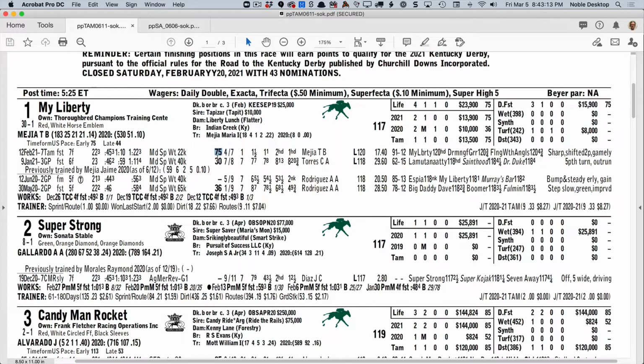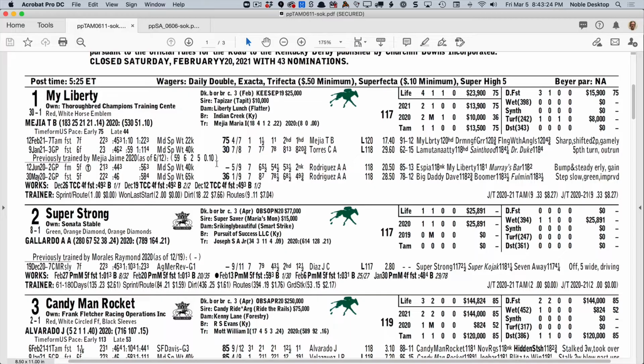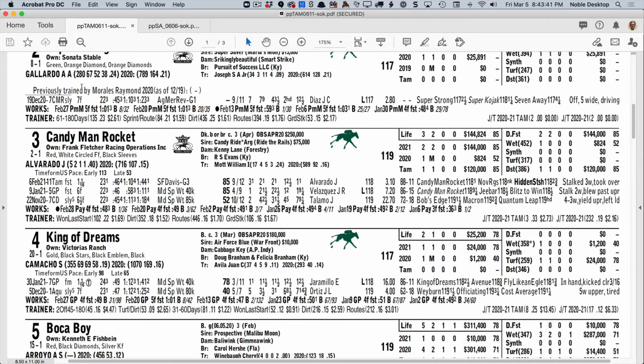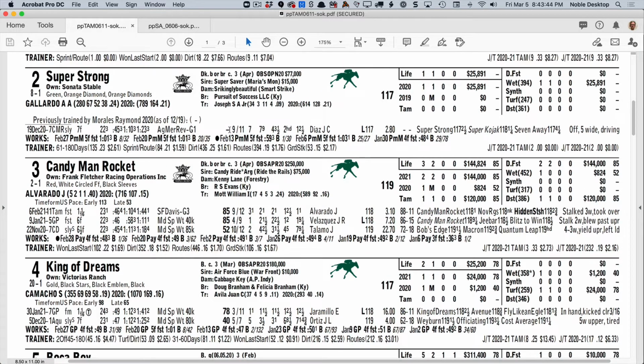Okay, so assuming that number is accurate, and we have to have some faith in speed figures, we may like some figures better than others, but let's assume that number is an accurate reflection of a horse's ability. You can see that the last race that My Liberty ran, this is the name of the horse over here, and that's the number 1, the last number it ran was 75. Now, Super Strong, the 2 horse, doesn't have a number because he last ran in Puerto Rico, so he's somewhat of a mystery, and we're going to have to apply some special criteria to that horse.